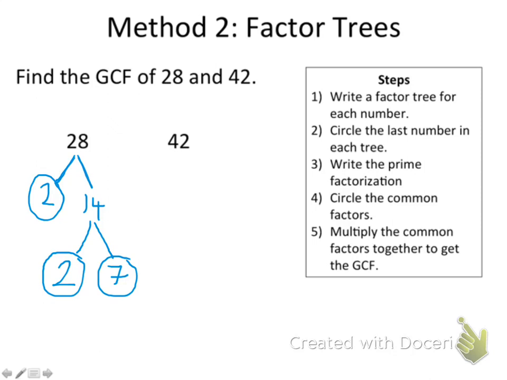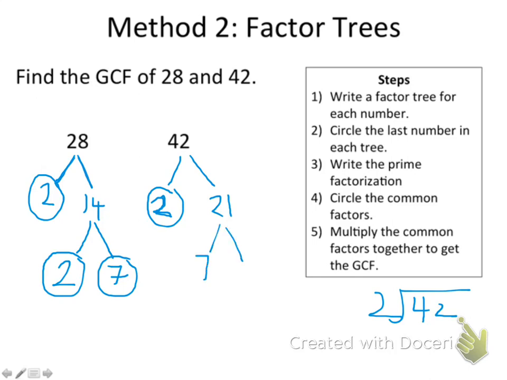So we've written a factor tree for 28. Let's make one for 42. 42 is also divisible by 2, so I'm going to do that right off the bat. 42 divided by 2 is 21. Again, if you'd like to do it off on the side, you're definitely welcome to. 2 is a prime number, so I'm going to circle it. 21 isn't prime because 7 times 3 will give you 21. Also, 3 is a prime number because 1 times 3 is 3, and 7 is a prime number.